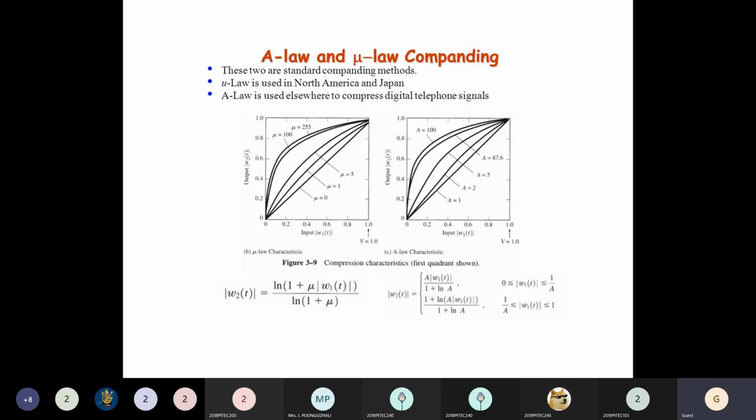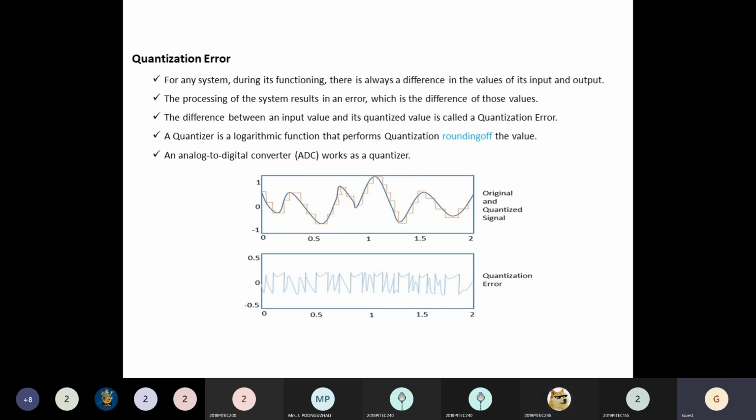We have two types of compounding, A-law and mu-law compounding. These two are standard compounding methods. Mu-law is used in North America and Japan. A-law is used elsewhere to compress digital telephone signals. These are the important formulas regarding A-law and mu-law compression. This is the mu-law characteristic curve. This is the A-law characteristic curve. We have to know the A-law and mu-law characteristic curves before entering into the problems.